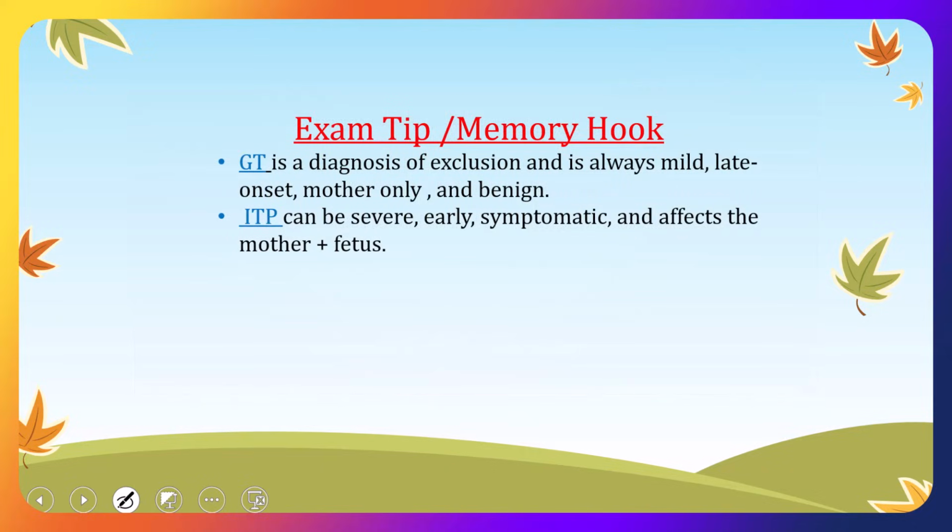Now what is the memory hook for this? Gestational thrombocytopenia, a diagnosis of exclusion, is always mild, late onset, mother only and benign. What is ITP? It is severe, early, symptomatic and affects the mother plus fetus. So this is again a short version of comparison between the two conditions.